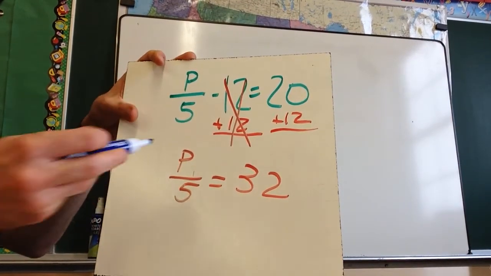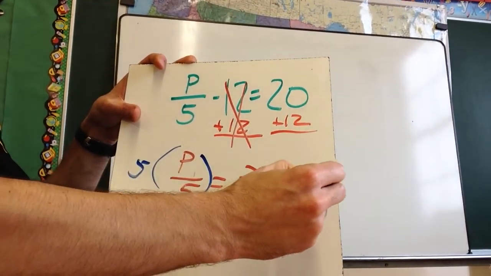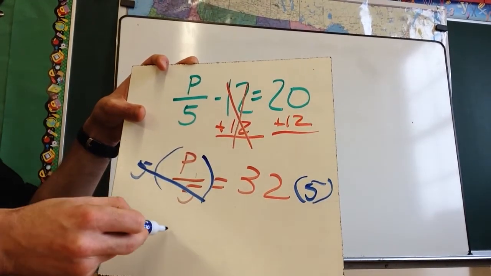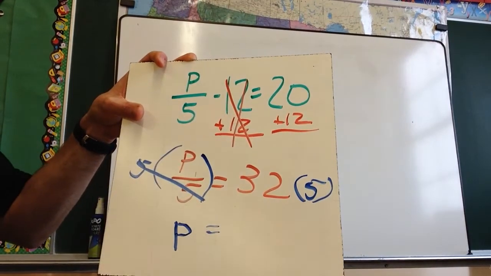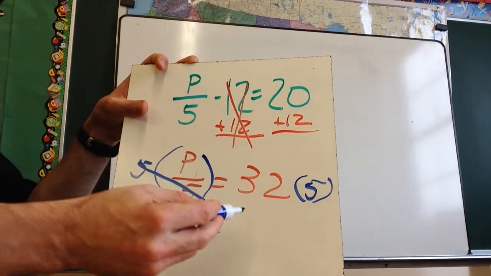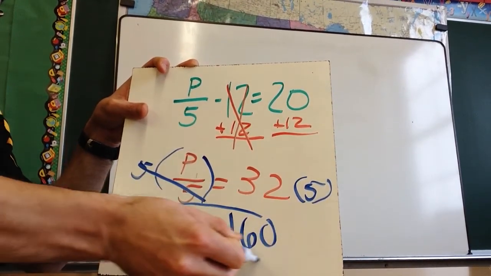So now what I need to do is keep in mind that this is a division problem. Right? So the opposite of dividing by 5 would be to multiply by 5. So I'm going to take 5 and I'm going to multiply it to both sides. These 5s will cancel each other out. So I'm left with just a p, which is great. And then over on this side, when I multiply 32 times 5, I should end up with 160.